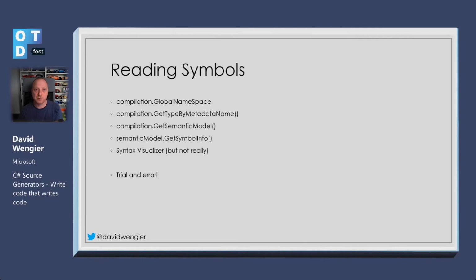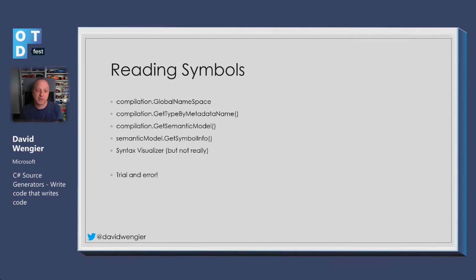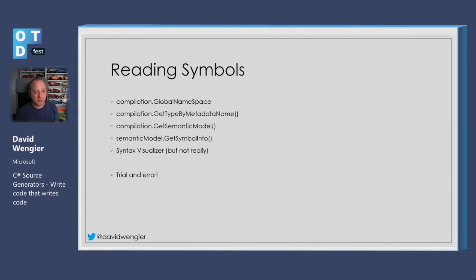So if you know the full type name of what you're looking for, pass it into GetTypeByMetadataName. That's going to be your good starting point. GetSemanticModel is a general way to say, give me the symbols for this syntax. So if you've got some sort of syntax you're analyzing, if you want to know the type information from that, you say GetSemanticModel, and then that gives you the symbol information for whatever you're looking at. And then from the semantic model, you call GetSymbolInfo or GetDeclaredSymbolInfo or etc.